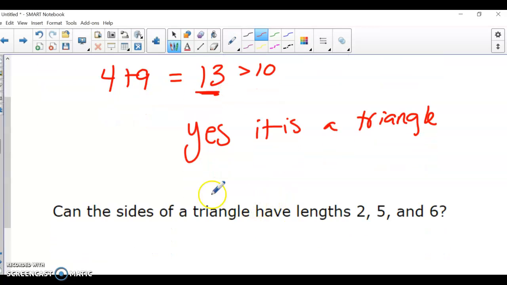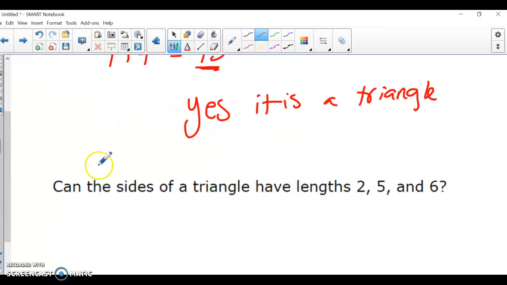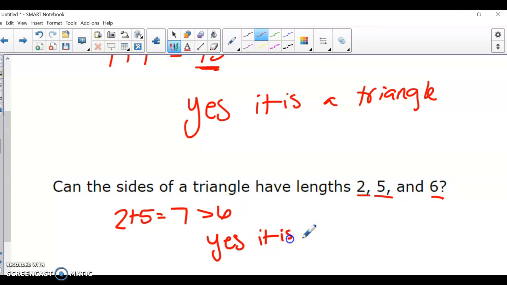If we look at the second example, we have lengths of 2, 5, and 6. So my two smaller numbers, 2 plus 5, give me 7, and 7 is larger than 6. So this one again is yes, it is a triangle. Remember, if the two smaller numbers add up to less than the third number, then it is not a triangle.